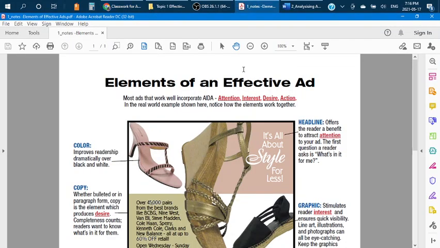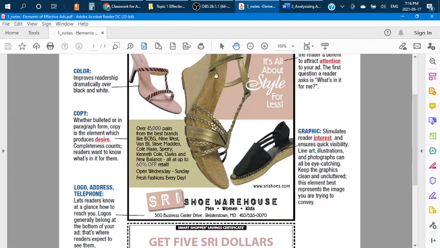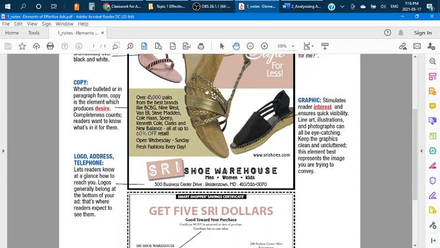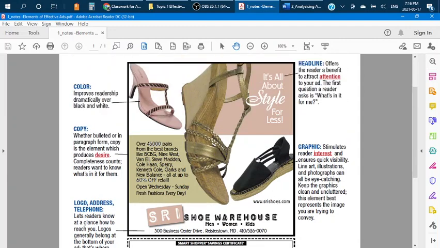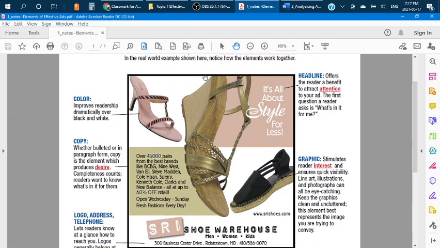So the first document is this here, elements of an effective ad. So here we see an advertisement. It is a picture, a poster with a coupon on the bottom for a shoe store, and most ads that work well incorporate AIDA, which stands for attention, interest, desire, and action.